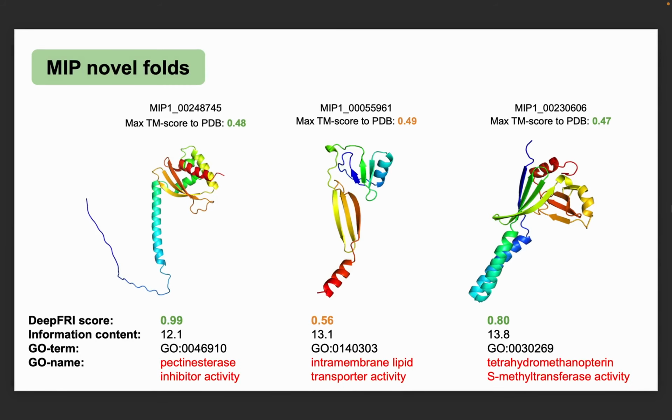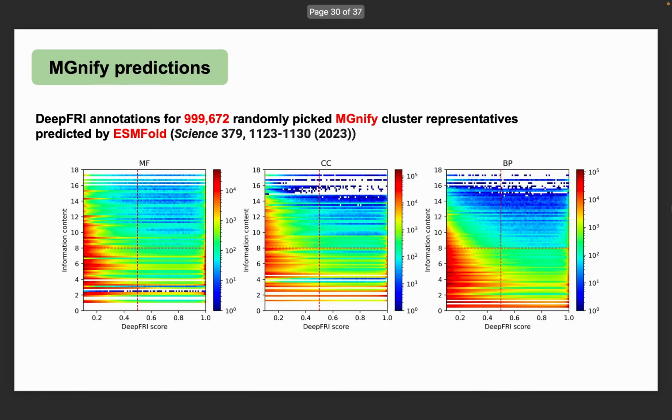We also found some high-quality predictions of very hard targets, the putative novel folds from the MIP database. As we can see, the DeepFRI score is very high, and at the same time, the information content is also very high, between 12 and 14.